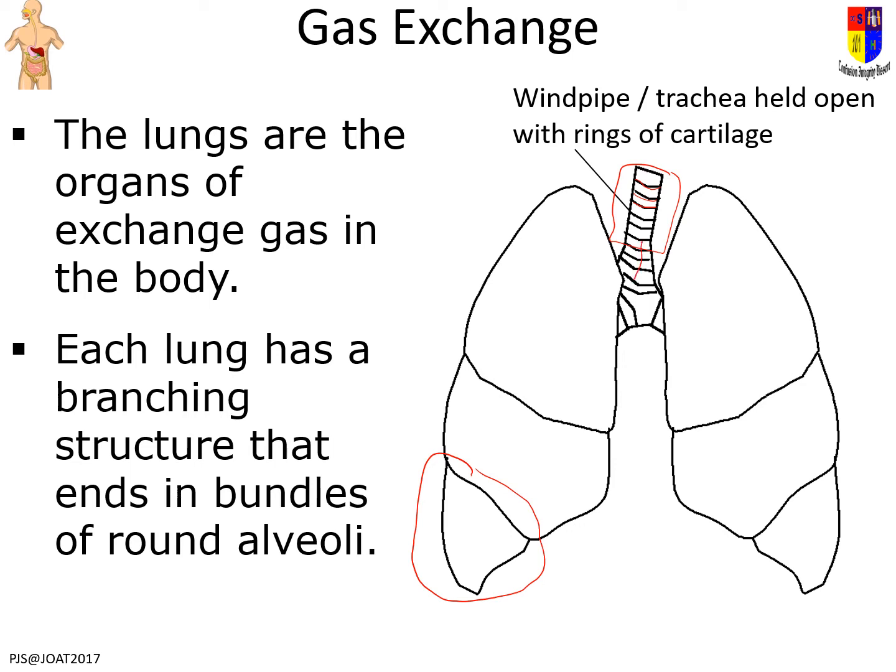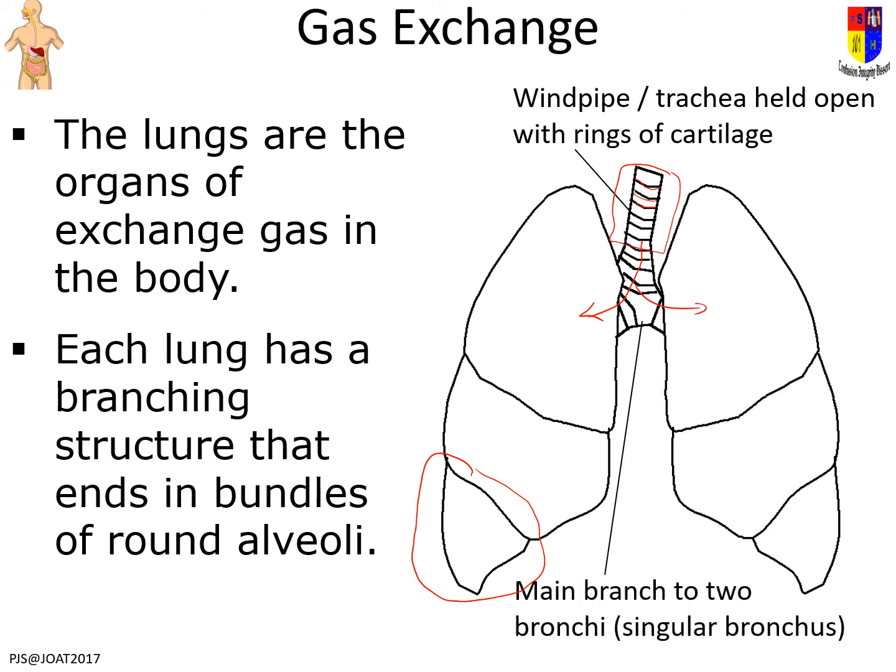And then you come down and it splits into two, one going to the right lung, one going to the left lung. Each of those is a bronchus, and you've got a right and a left. And then once you get into the lungs, you branch even further. So that big tube gets broken down into lots of smaller tubes, and smaller and smaller and smaller. Okay.